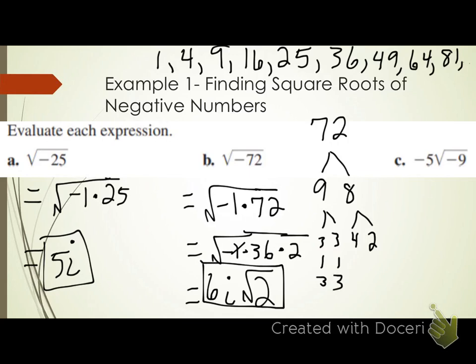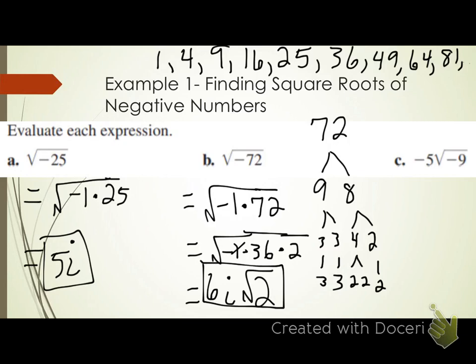What numbers multiply to give me 4? 2. And 2 is a prime number. For square roots, I look for pairs of numbers. If it has a pair, I can pull it out of the radical. If it doesn't have a pair, I cannot pull it out.